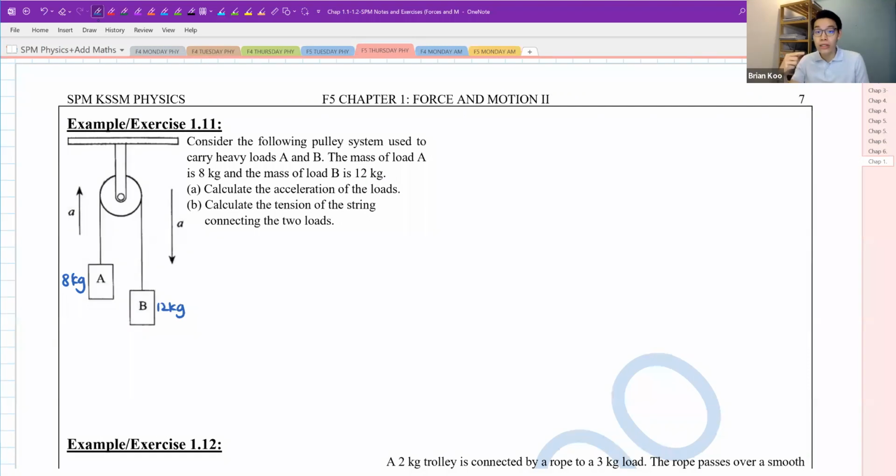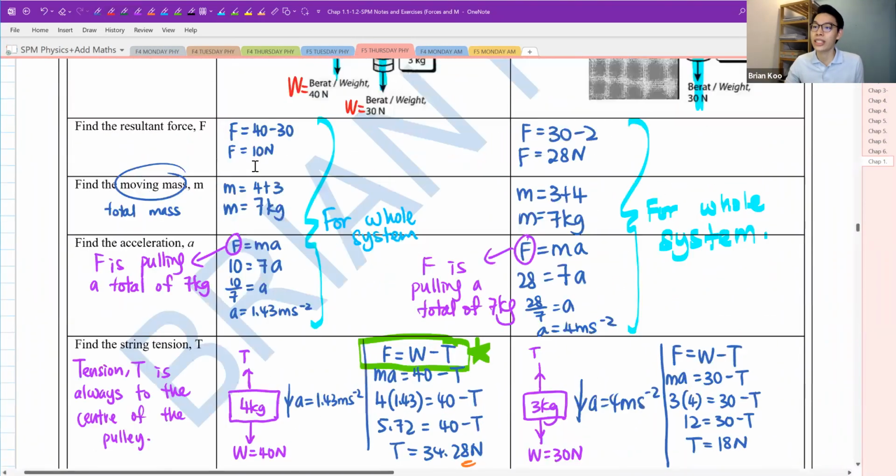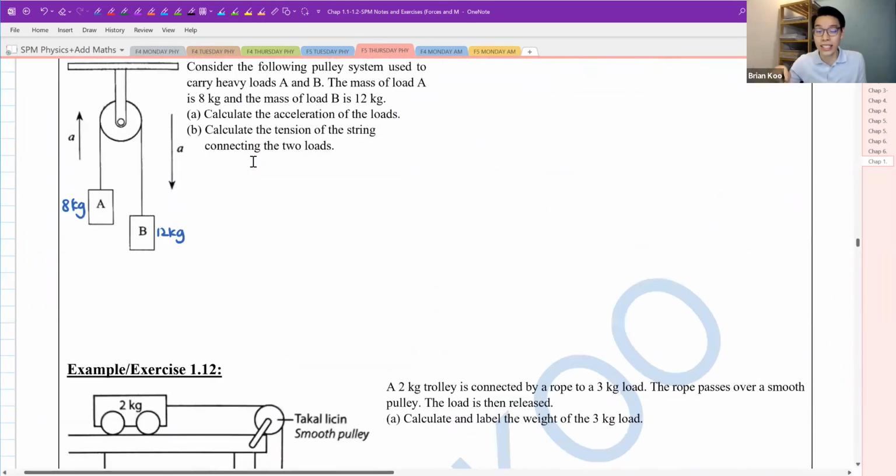If you can recall, normally from the previous question, usually the acceleration we can find from the entire system, right? When do we need to split it into half? When you're looking for the tension, because the tension will cancel out each other, right?